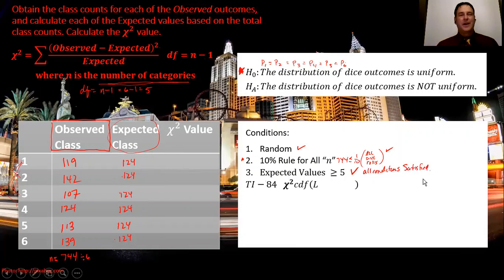Okay, which means what are we going to do next? Well, we're going to find our chi-squared value, which is our test statistic. Okay, we don't have z's, we don't have t's. In this case, we have a chi-squared. Okay, now how do you find a chi-squared?